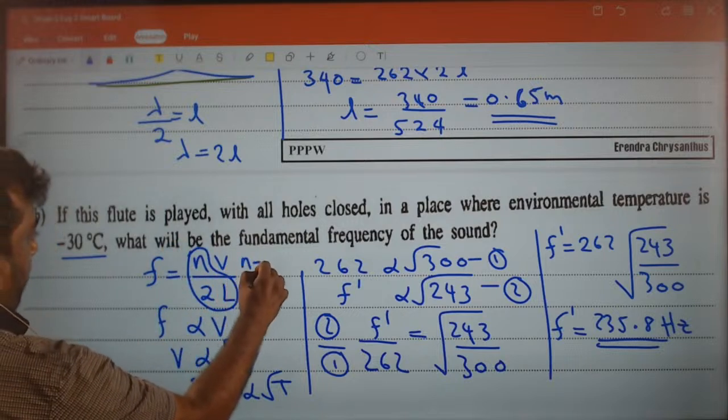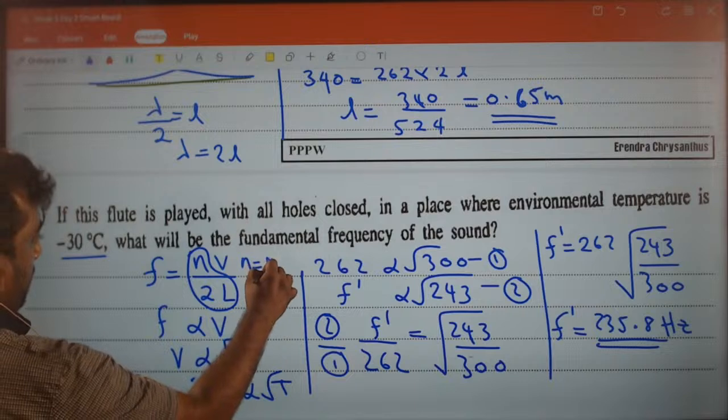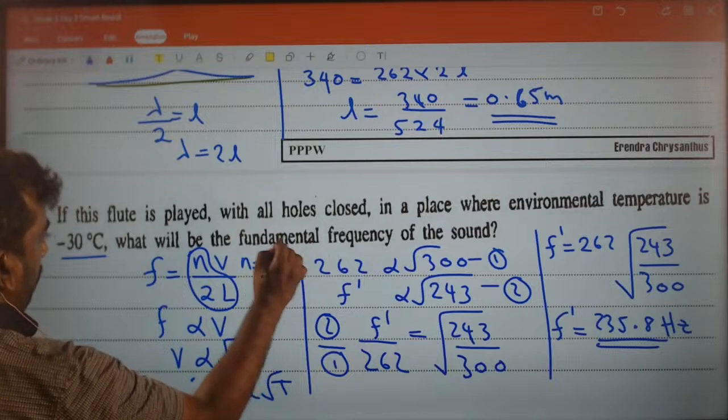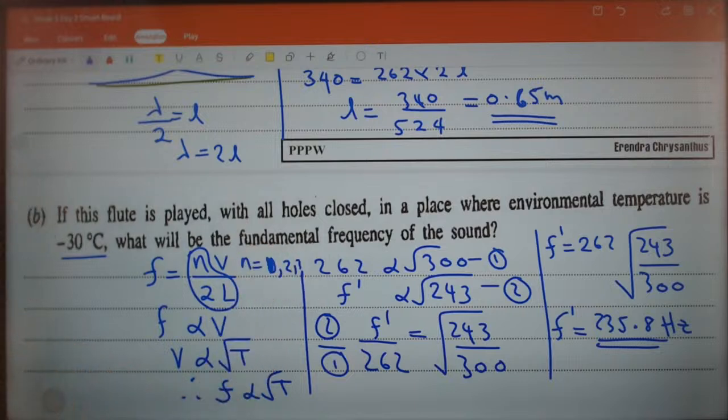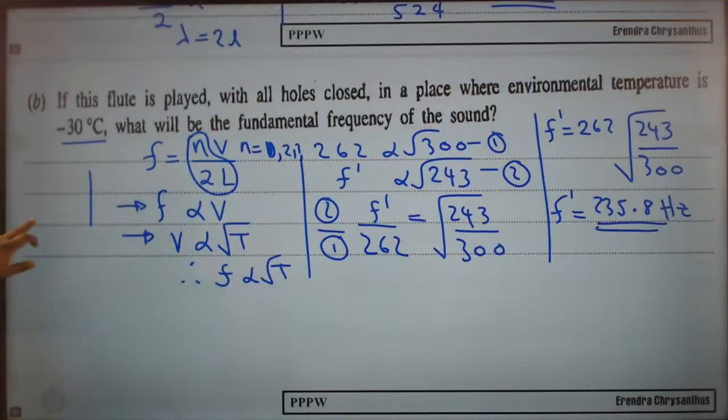N is all numbers: 1, 2, 3, and so on. So here frequency is proportional to velocity, velocity is proportional to square root of temperature, therefore F is proportional to square root T. Simple working. Right. Okay, done.